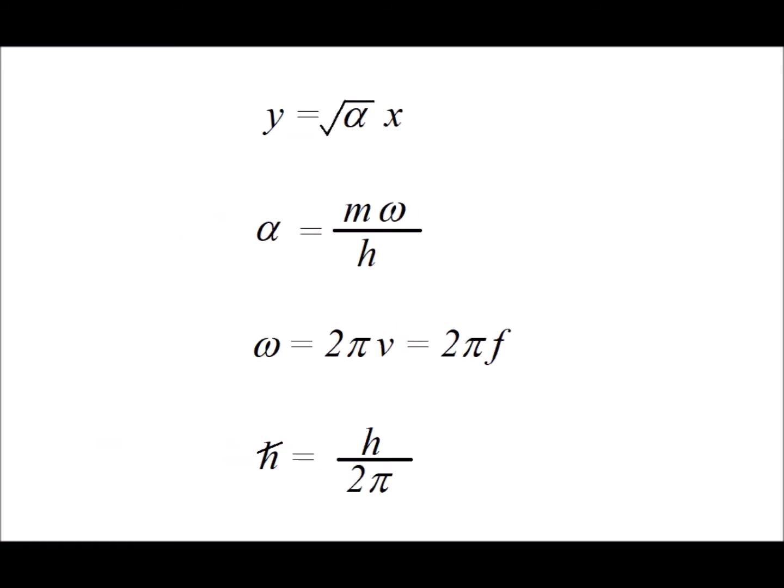In this scheme, the variable y is equal to the square root of alpha times x. Alpha itself is equal to m times omega divided by h bar, where h is Planck's constant. Omega is the angular frequency, so that's equal to 2 pi times the linear frequency, nu. Physicists often write this as 2 pi f. And then we have the reduced Planck's constant h bar, which is h, the Planck's constant, divided by 2 pi.